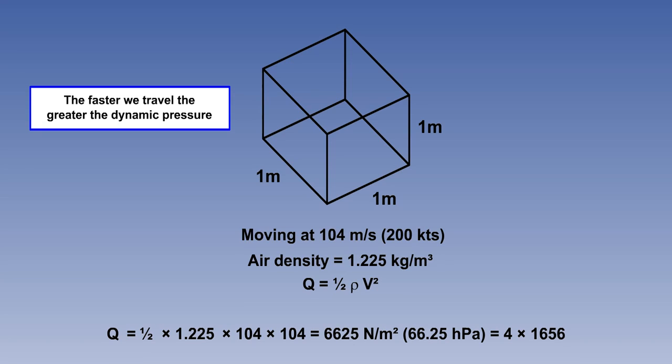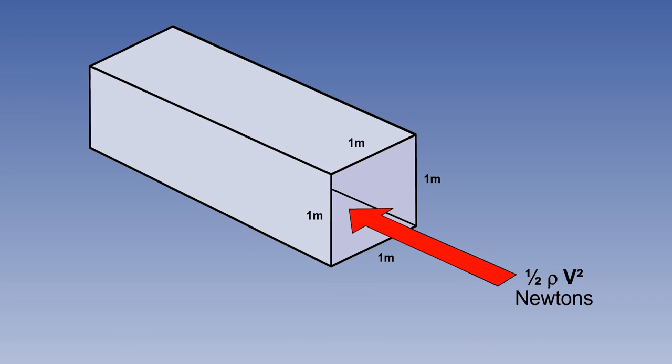If the speed is doubled, dynamic pressure will be 4 times greater, as the factor in the equation is speed squared. Half times 1.225 times 104 times 104 equals 6,625 newtons per square meter, or 66.25 hectopascals. In a tube of an area of 1 square meter, a force of half rho v squared newtons will be generated.